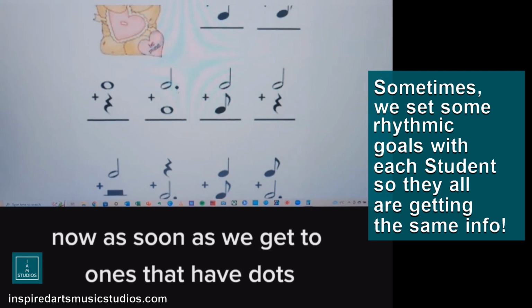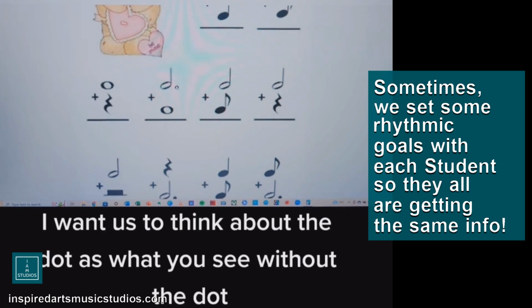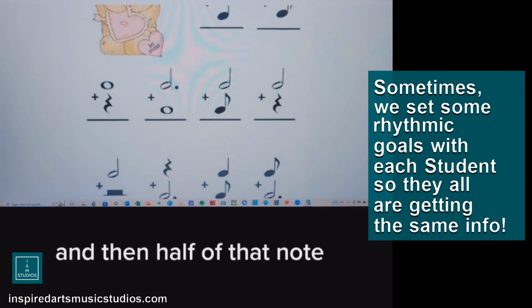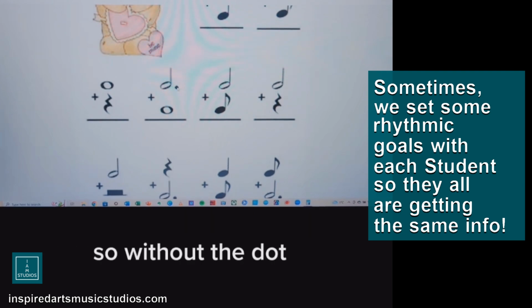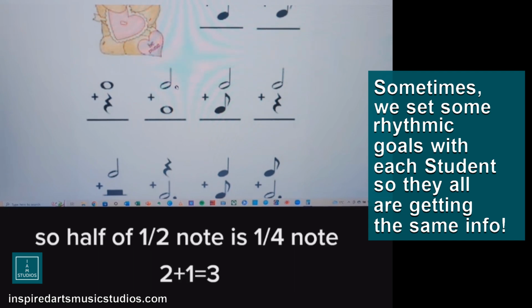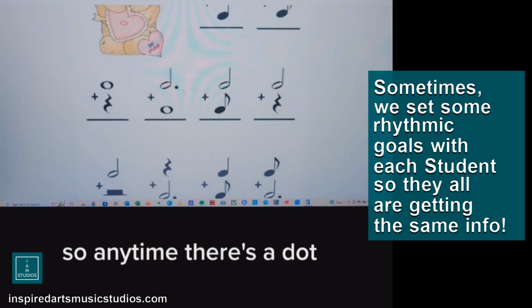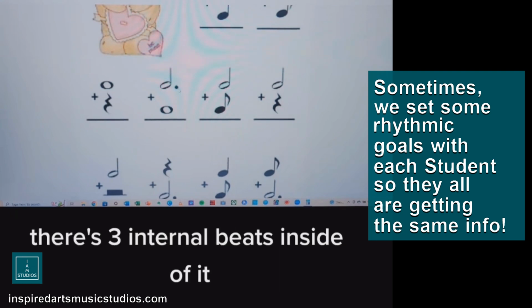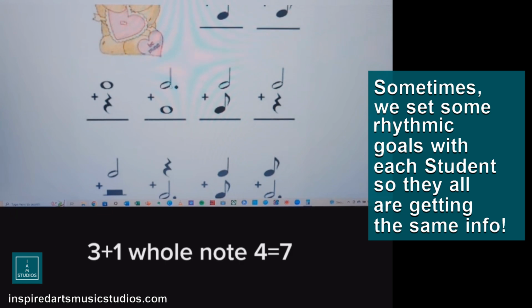Now as soon as we get to ones that have dots, I want us to think about the dot as what you see without the dot, and then half of that note. So without the dot, this is called a half note, and it gets 2 beats. So half of a half note is a quarter note. 2 plus 1 equals 3. So anytime there's a dot, there's 3 internal beats inside of it. 3 plus a whole note, 4, 7.